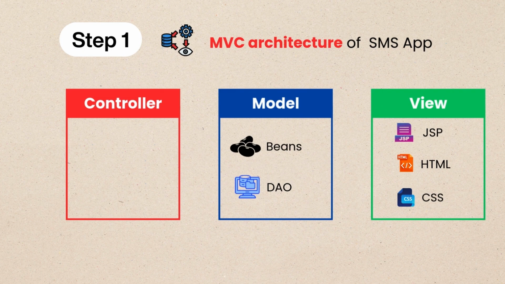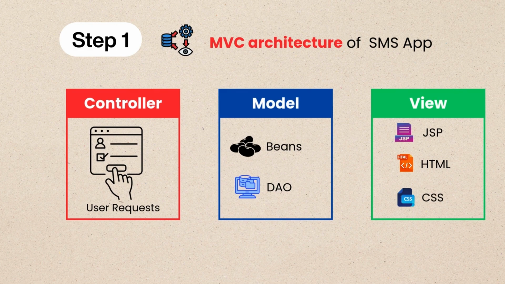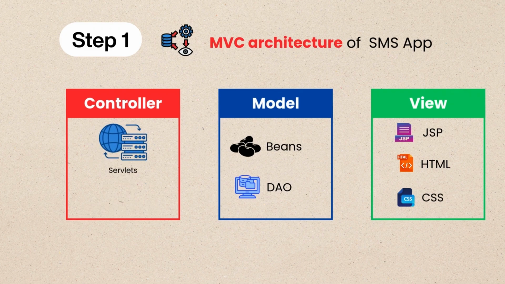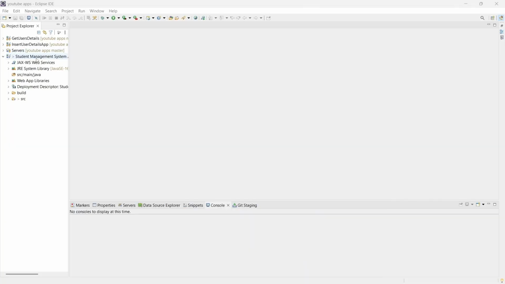The controller layer is responsible for handling user requests. This is implemented by using the servlets. When a request is received, the servlet initializes the request and response objects, processes the request, and controls the application flow by sending the request to the appropriate model layer business methods. So this is our student management system application.